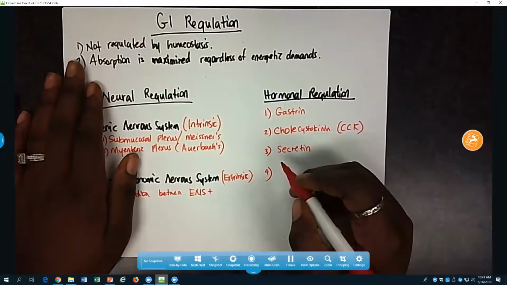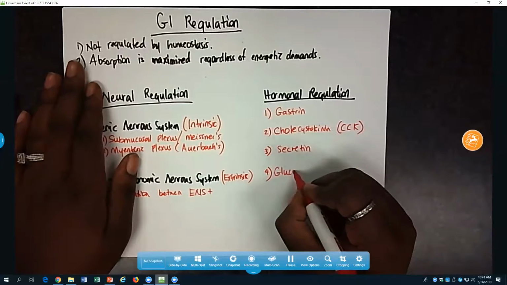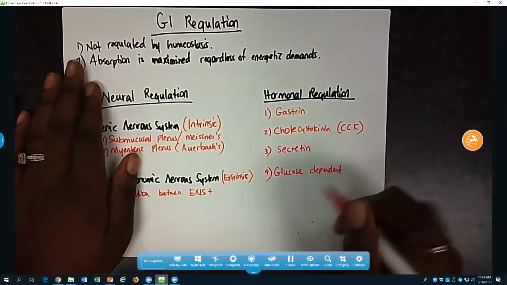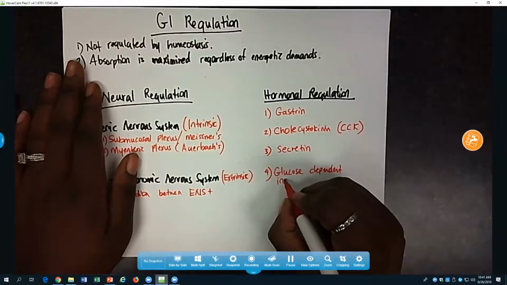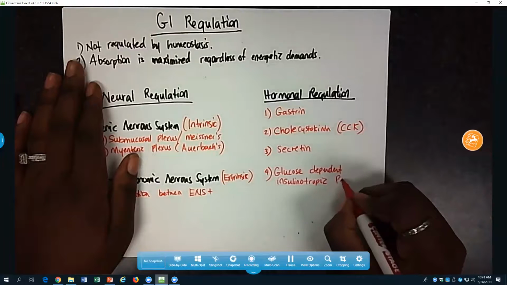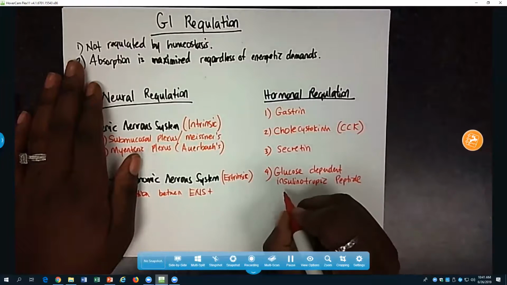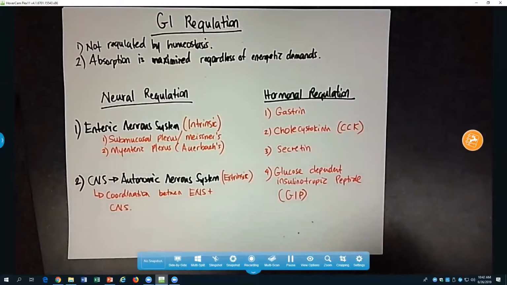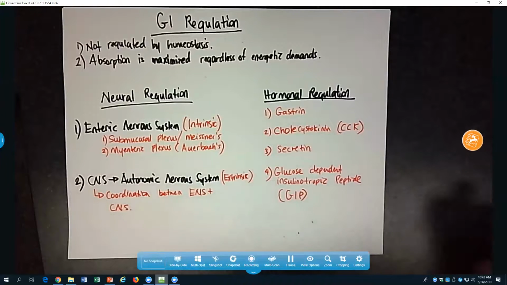And then finally, there's GIP, or glucose dependent insulinotropic peptide, or GIP. All right, these are the 4 players that regulate the gastrointestinal system, regulate secretions, regulate motility, and they have an effect on absorption and digestion.